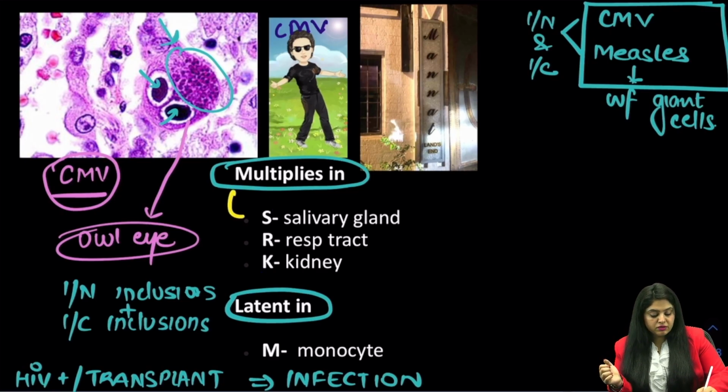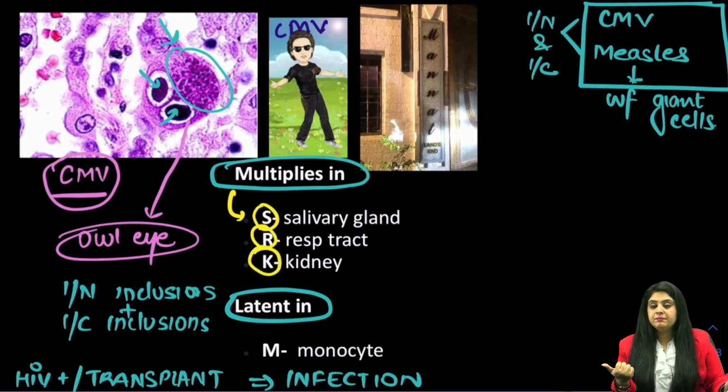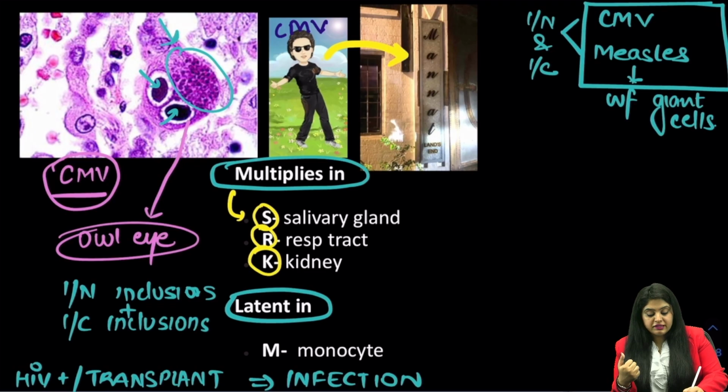So that is multiplication. Multiplication is going to be where? In the salivary gland, in the respiratory tract and the kidney. SRK is working where? In the salivary gland, respiratory tract and kidney. But where does SRK go to sleep?